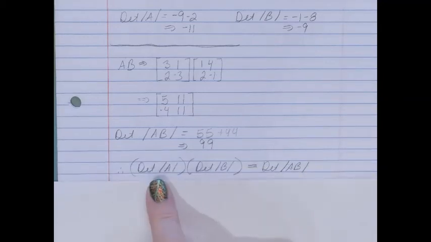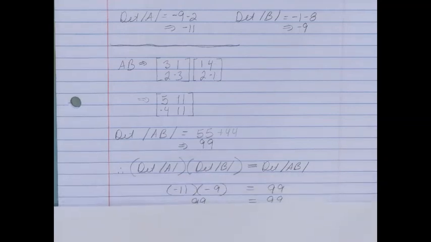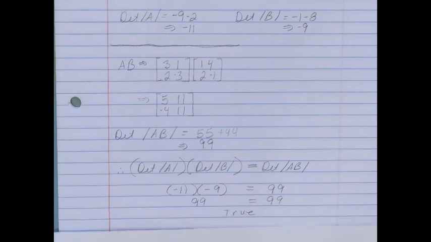The determinant of A all by itself was negative 11. The determinant of B all by itself was negative 9. When we multiplied A times B together, we notice the determinant of A times B is equal to the two determinants multiplied together. It's very true.